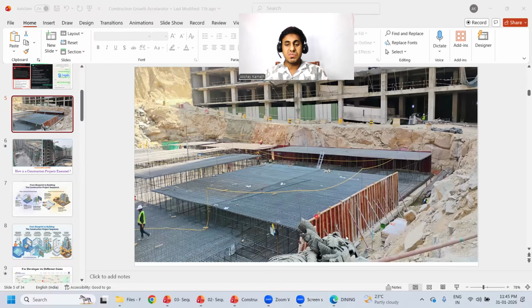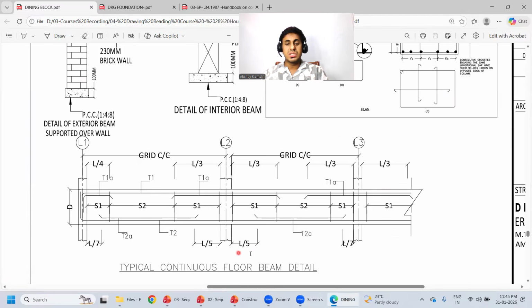So in today's lecture, we will try to understand how to read the beam reinforcement given in the general drawing. We'll try to learn what is the meaning of L by 3, what is the meaning of L by 7, the way to use L by 3, and the way to use L by 4.